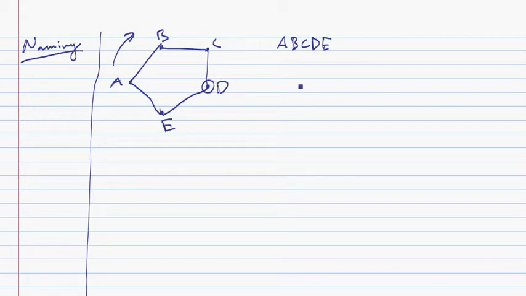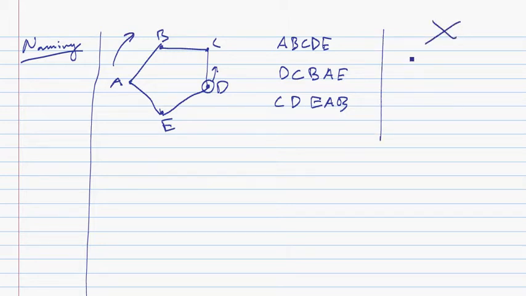Or I could start at point D and then go backwards. I could go D, C, B, A, E. That would be okay. There's actually a ton of ways to name this. I could start with C and go D, E, A, B, and that would still be okay. The only thing that you can't do, these are not good, I cannot go from C to E to D to B to A, because then I would be going C, E, D, B, A, and that is not outlining the order of the polygon.